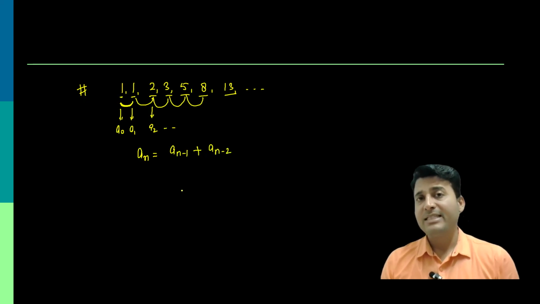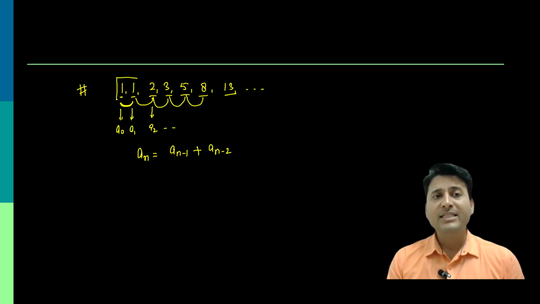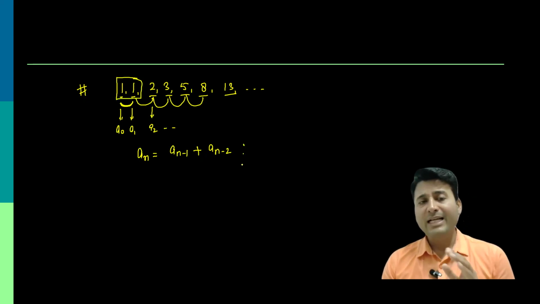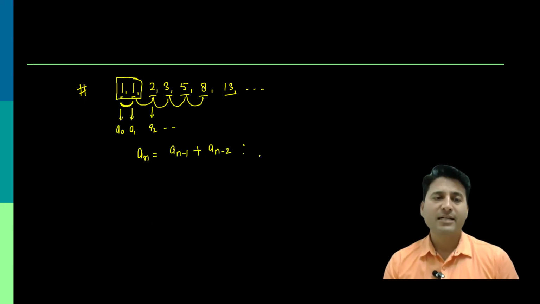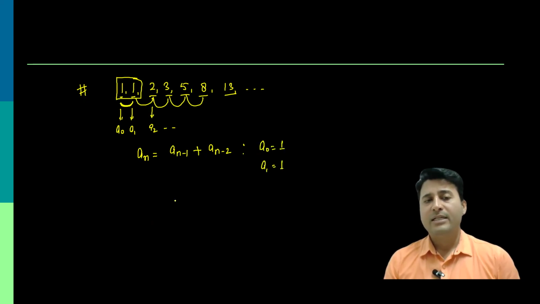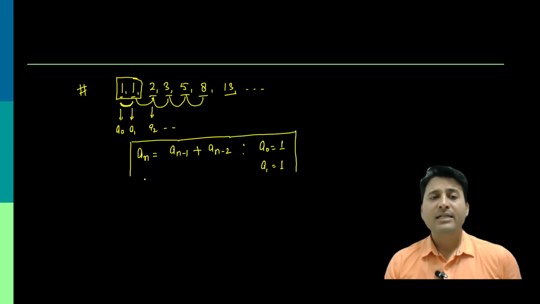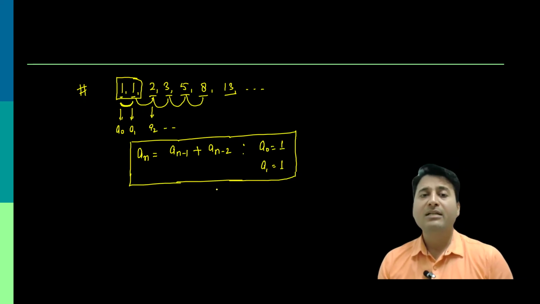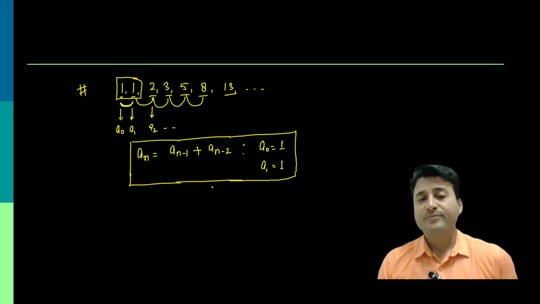Every term is expressed as a sum of the previous two terms except the first two. These two terms can't be expressed as a sum of previous two terms. So what can I do for this? Make them an initial condition, with the condition that a0 equals 1 and a1 equals 1. Now this completely represents the given sequence, and this we call the recurrence relation for this sequence.